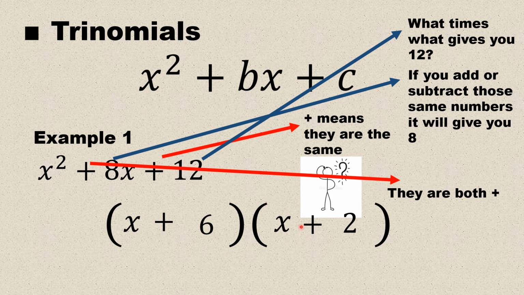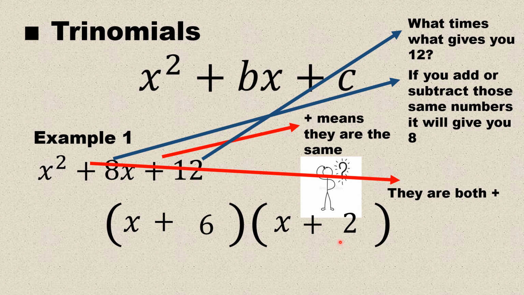Plus times a plus is a plus. 6 times 2 is 12. So you can check your answer by foiling out, or you can just check it with the short method. You say plus 6 plus another 2. Does it give you positive 8? Yes. And a positive times a positive gives you a positive.